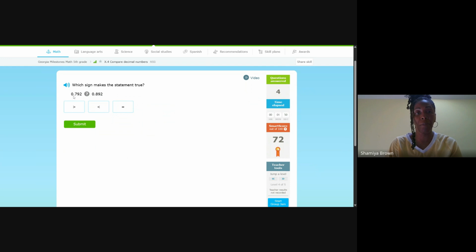Same for here. Comparing decimals, you look at the first number that's different. 7 is here and 8 is here. So 7 is smaller. So it's going to be going that way.